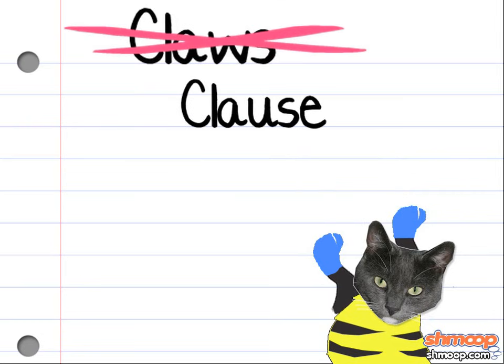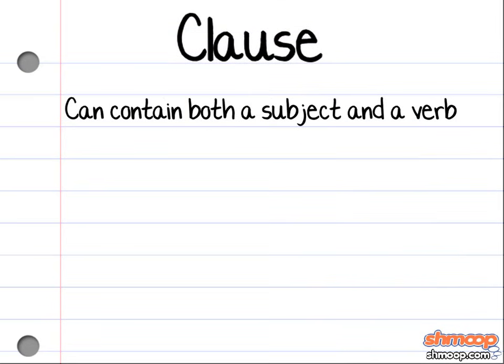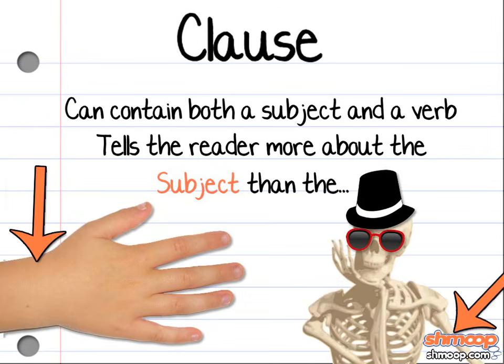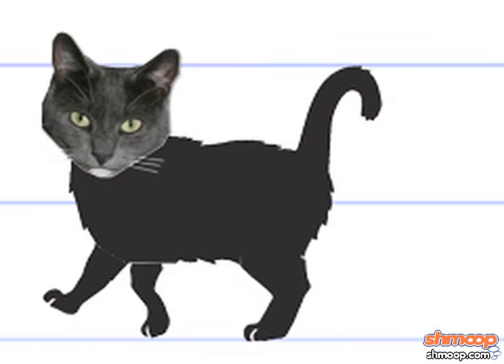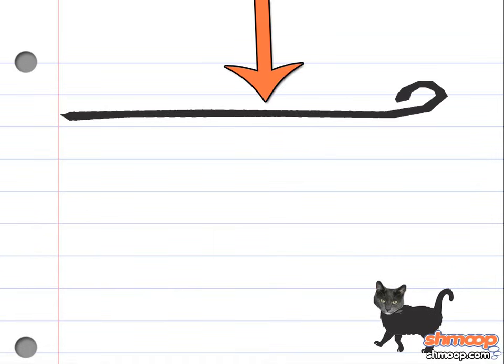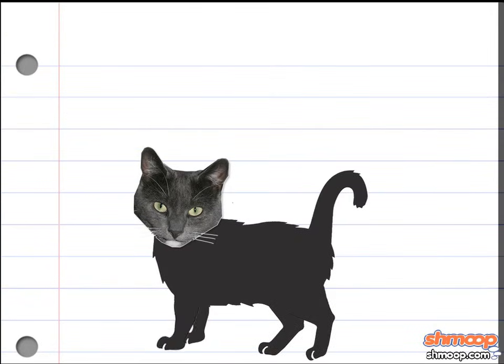Other kind of clause. A clause actually can contain both a subject and a verb. But what makes it stand out is that it tells the reader a little something more about the subject than a basic skin and bones sentence. We could say, "The cat ran, but he didn't make it to the bus on time." We don't have that detailed description of his tail, and we don't know if he was singing anything as he ran. But it's certainly more informative than "The cat ran."